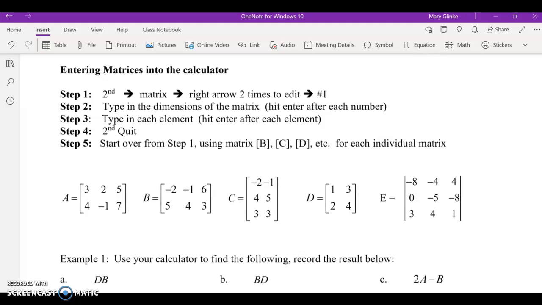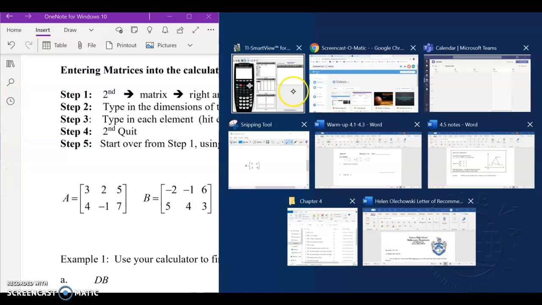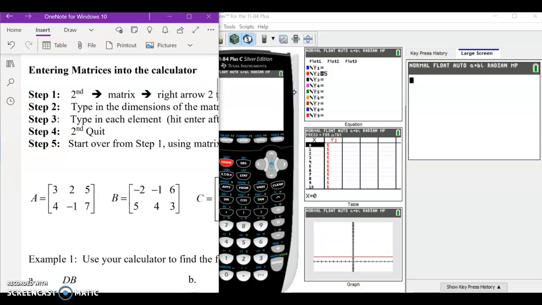Hello. Today we're going to be working on entering matrices into our calculator. A lot of what we have been doing can also be done using our calculator by using the matrix feature. So on your graphing calculator, here are the step-by-step instructions. You can go ahead and enter in different matrices on your calculator by following these.